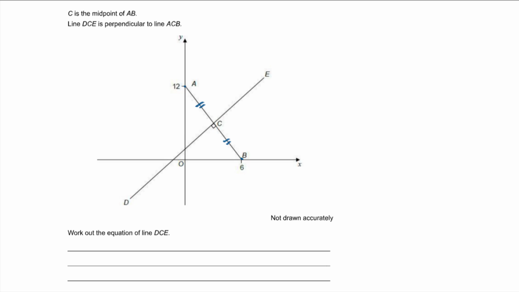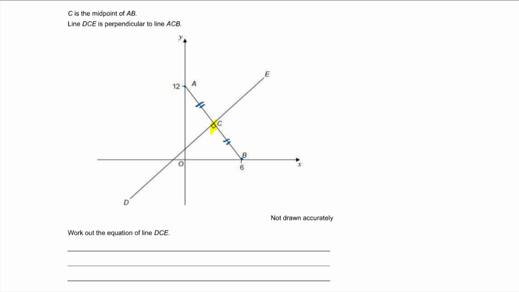And the line DCE is perpendicular to the line ACB. That's already been marked by that right angle there. So that's good. Okay. Work out the equation of the line DCE. So I need to know the equation of this line running up here, don't I? Okay. Right, so what do I know? Or what can I find out?